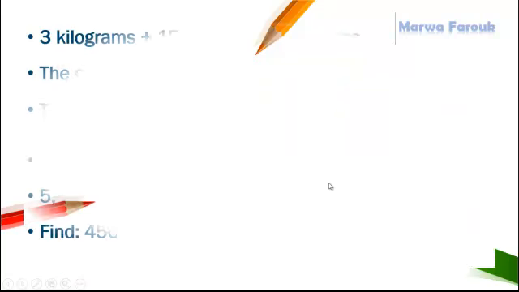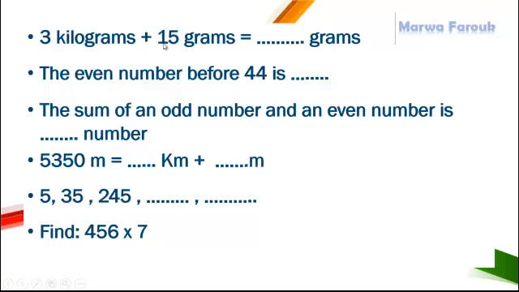Next one. 3 kilograms plus 15 grams equals how many grams? We are here converting from kilograms to grams, so we are going to multiply by 1000. 3 times 1000 will be 3000. And 15 grams will be the same because it's a gram. I will not convert it to any units. So we have 3000 plus 15.